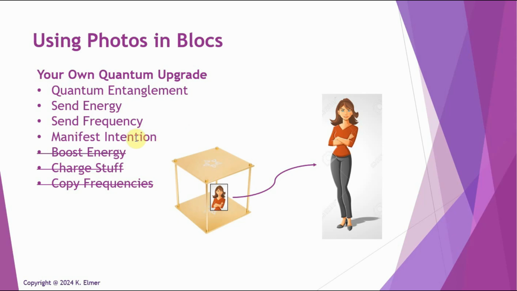The second thing you can do is send frequency through the block to that person, place, or thing. And you can also manifest intention for that person, place, or thing by using photos. That's really the idea here: from a consciousness standpoint, the photo establishes in the field where you want it to go. So if you put a photo in that block, that's where it's going to go, whether energy, frequency, or intentions. You can manifest intentions for whatever's in that photograph. So you're basically running your own little quantum upgrade service using a block and photos.